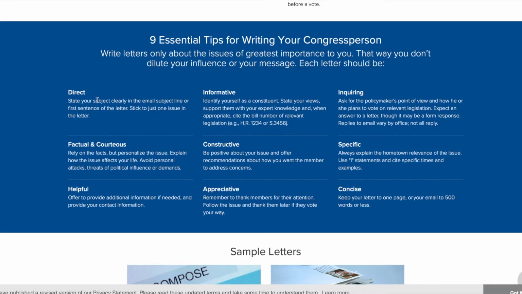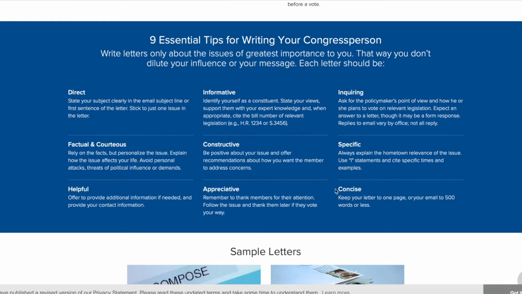Write letters only about the issues of greatest importance to you. That way you don't dilute your influence, and you don't become the guy who's contacting them all the time. Pretty simple stuff: be direct, be factual and courteous, be helpful if you can, be informative. Maybe you've got some particular expertise you can impart to your representative. Be constructive, and be appreciative of their time for looking at what you're writing them, or if you're calling, what you're talking to them about. Be inquiring, ask them questions, like how do you plan to vote. Be specific: what's the relevance to you, your town, your family, and the people immediately in your area? And be concise. Don't drone on and on. Try to keep letters and emails to 500 words or less, and obviously keep phone conversations short, concise, and constructive.